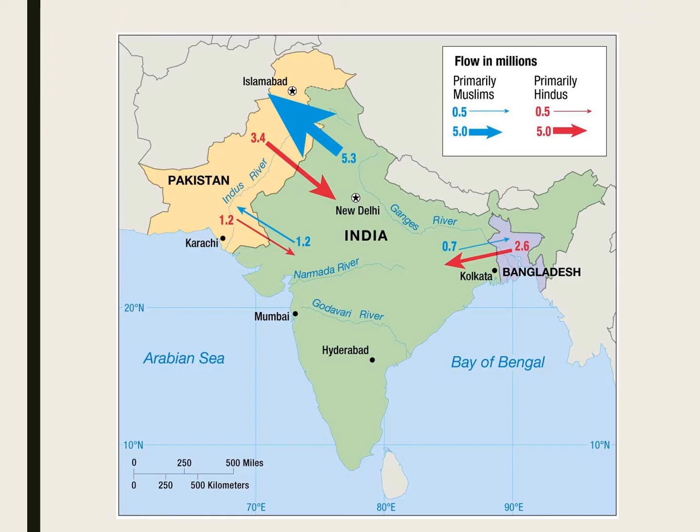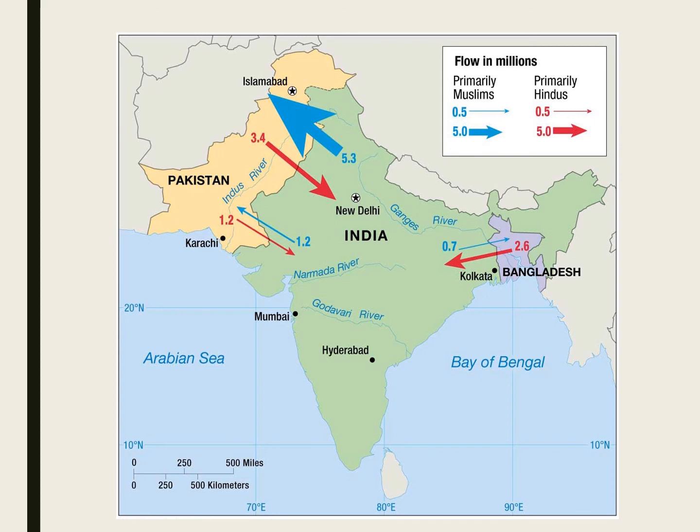Now, they've mostly partitioned based on religion. The majority of people in this part of India were Hindu, and the majority of people in this part, in the West and the Far East, were Muslim. And so that's why they made Pakistan separate from India and then later Bangladesh separate from India.